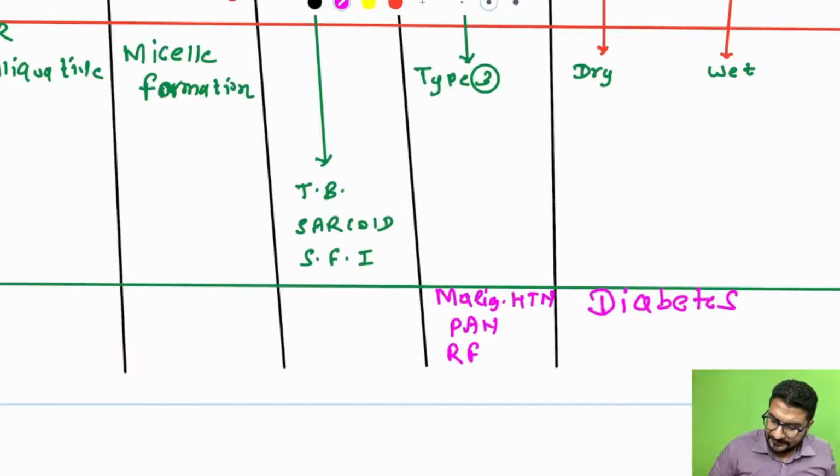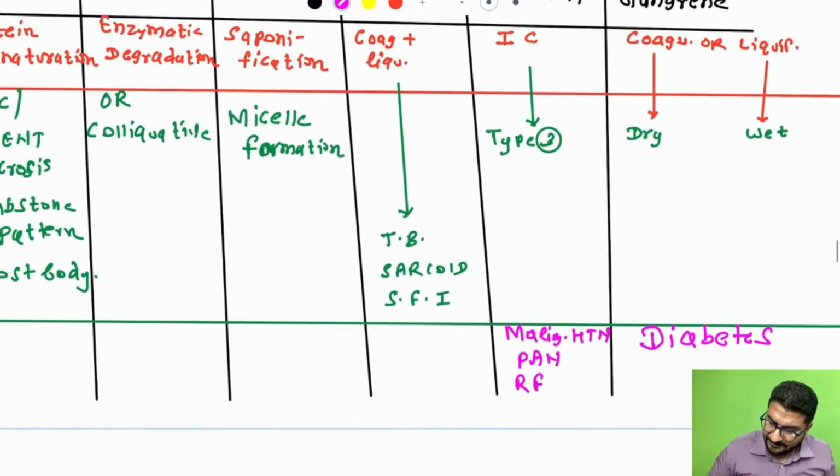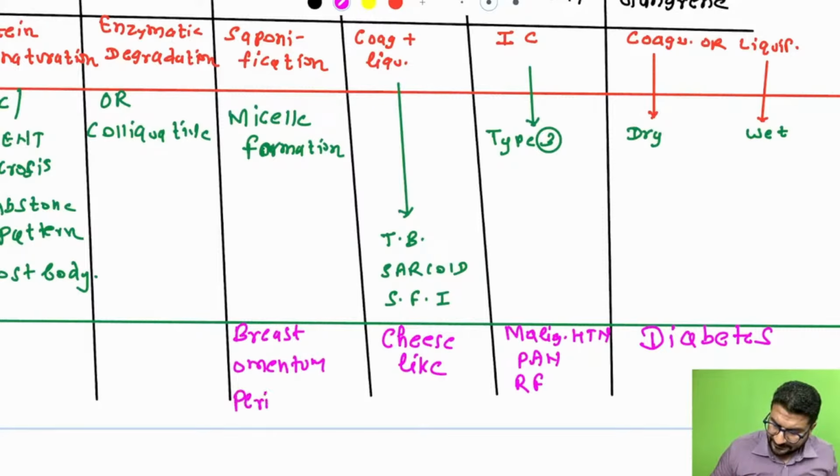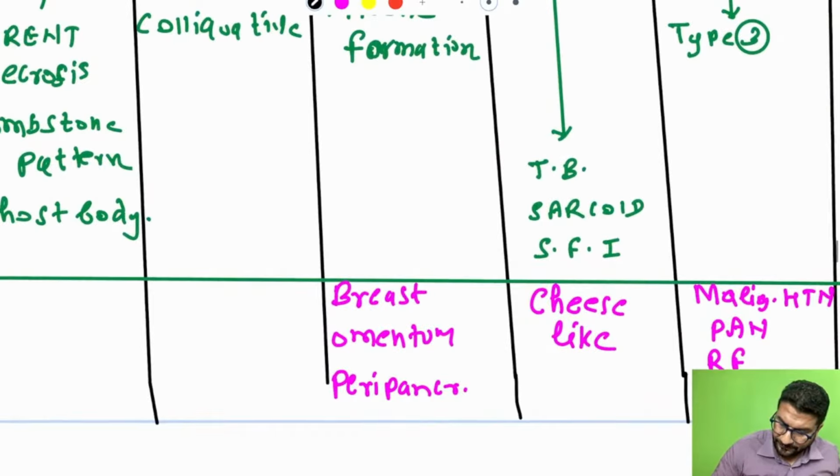We already wrote caseous above. This is something you have to remember in caseous. And remember the necrosis pattern will be cheese like. Fat necrosis you will see where? In breast, omentum and peripancreatic fatty area. Liquefactive you will see in brain, in abscess and in the pancreas.